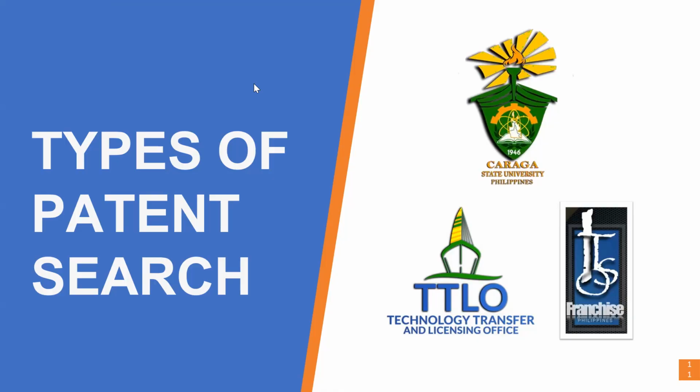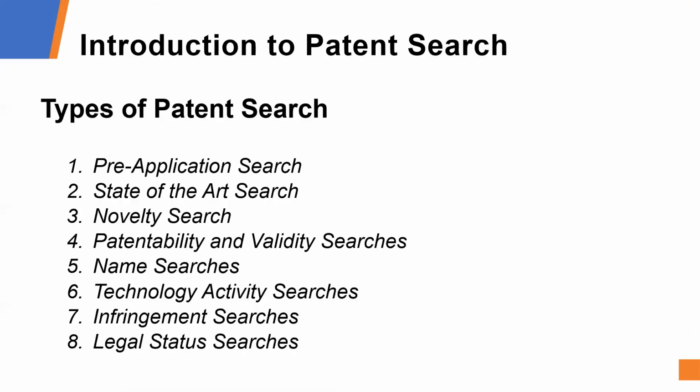Right. Going back, these are the different kinds of patent search, but I'll try to cover the most important types of search here now because we don't have much time. Hopefully we can cover this in the last 30 minutes. These are the different kinds of search: pre-application search, state-of-the-art search, novelty search, patentability and validity search, name search, technology activity search, infringement search, and legal status search. Some of these were already covered, but I think we need to do a deep dive.